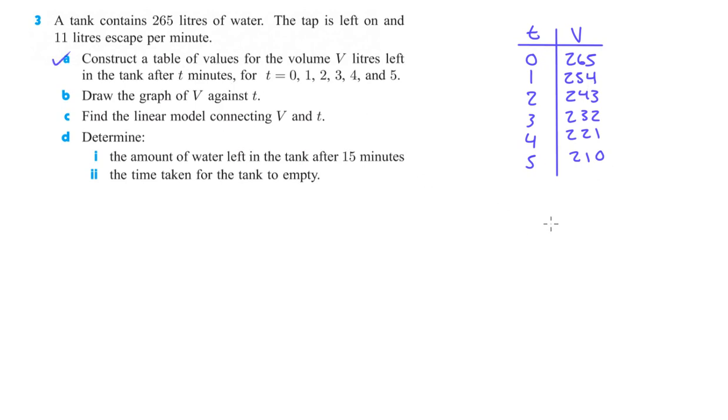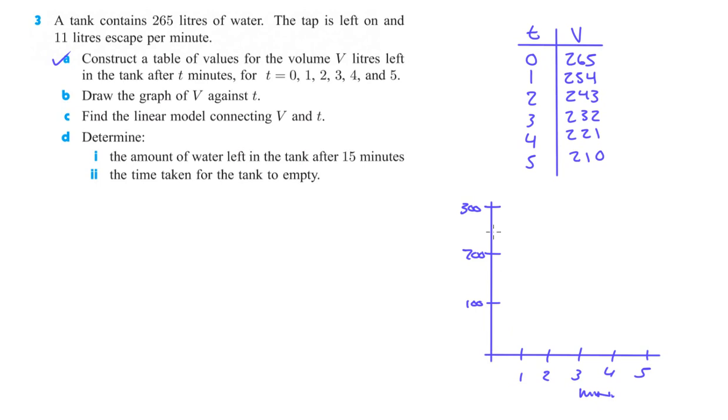Draw the graph of V against T. So now we want to just sketch ourselves a little graph here. T is going to be down here, so let's go 1, 2, 3, 4, and 5. This is minutes. And then our liters is what we have left. So let's maybe do 100, 200, 300, and we'll roughly get that in there.